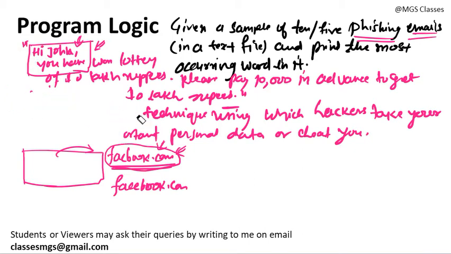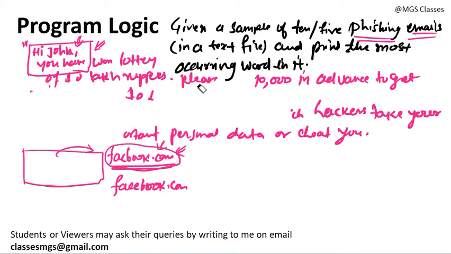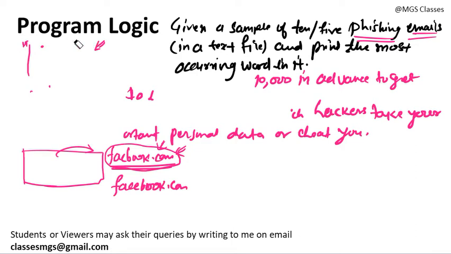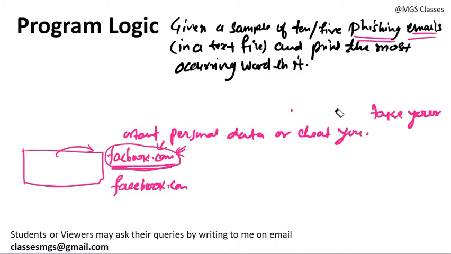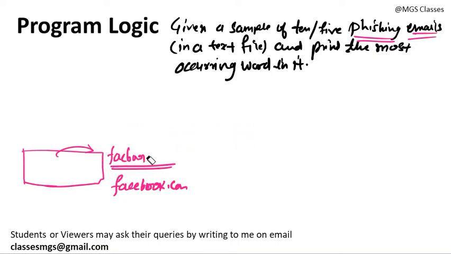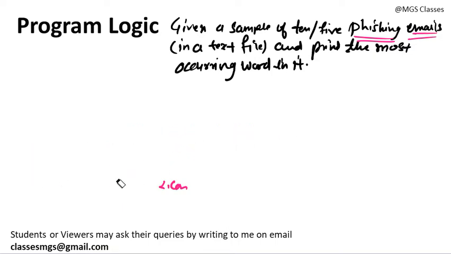So I have told you what phishing is. Now we can go ahead and try to solve our essential problem. Such kinds of emails, 10 emails or 5 emails, are given in a text file, and you are supposed to find the most occurring word in those emails using a Python program. You will use file handling to read the file, and there are 10 emails. So let's get started. You need to create a text file, that you will create or might have received, and print the most occurring word.